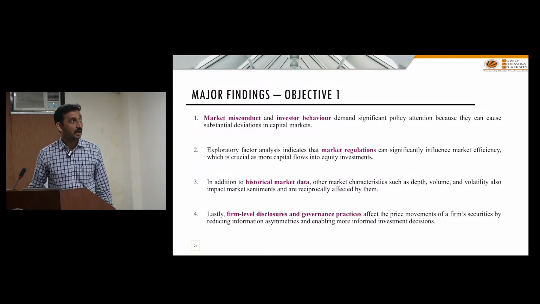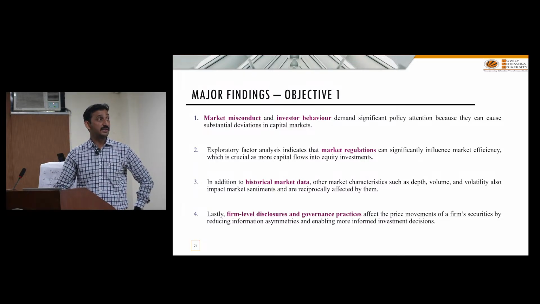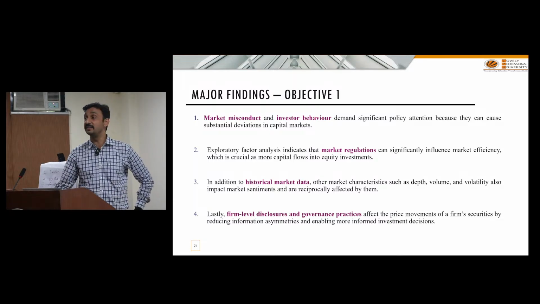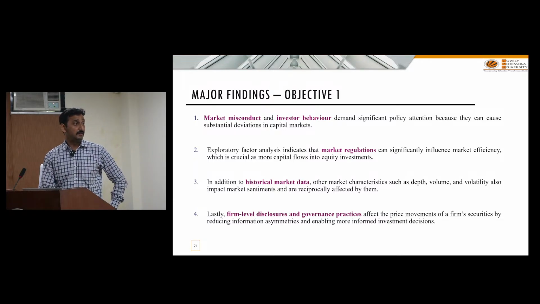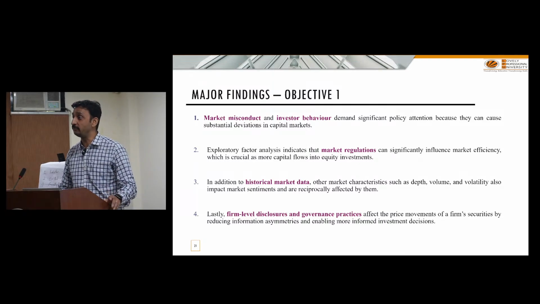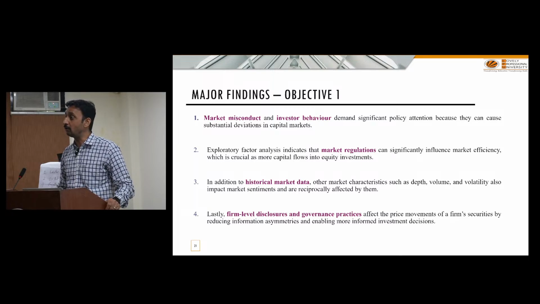Exploratory factor analysis indicates market regulation can significantly influence market efficiency, which is crucial for the capital flow of the investment. In addition, historic market data and other characteristics such as market depth, volume, and volatility also impact the sentiment of the market. And firm level disclosure, basically corporate governance, is also an important factor impacting market efficiency, because if a major firm does any corporate default or anything not as per the regulatory guideline, that definitely impacts the efficiency of the market.